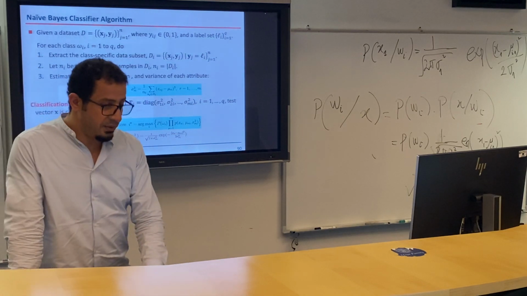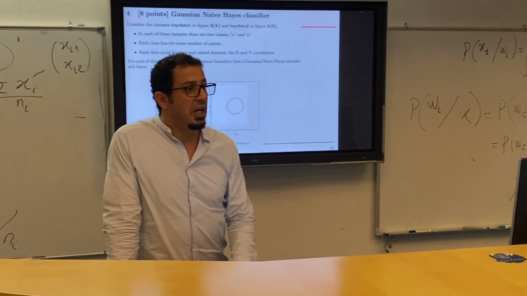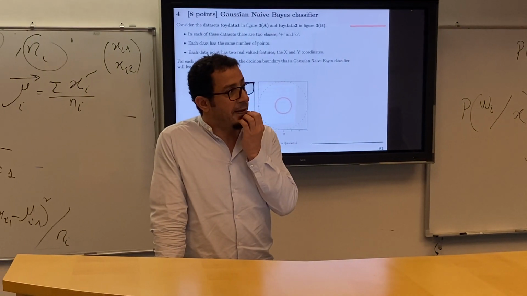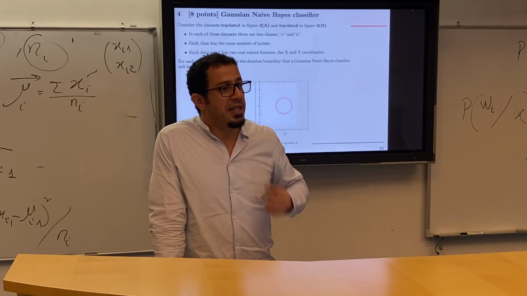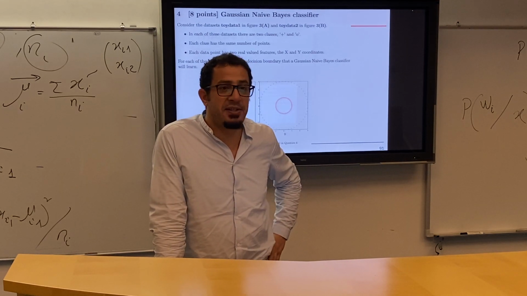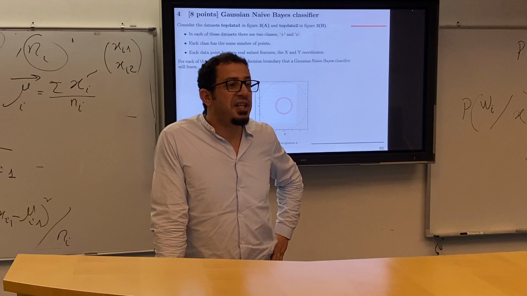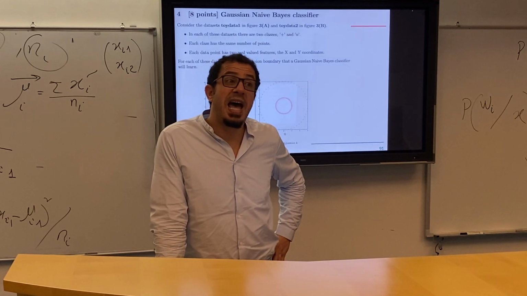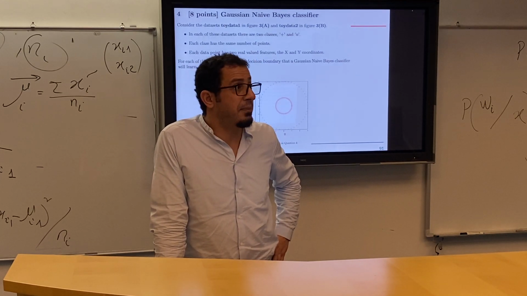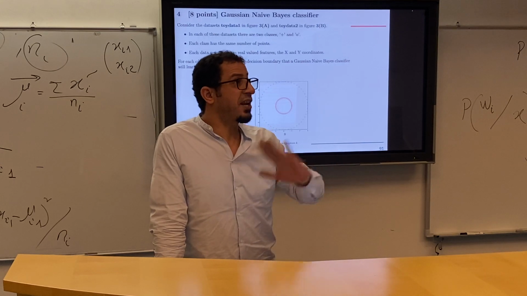I'll give you an example to make it clear. Look here, please. This is an example, right? Can you read here? We have two classes, plus and 0. Each class has the same number. What does it mean? N1 and N2 are the same. Yes? We have two scenarios, A and B.